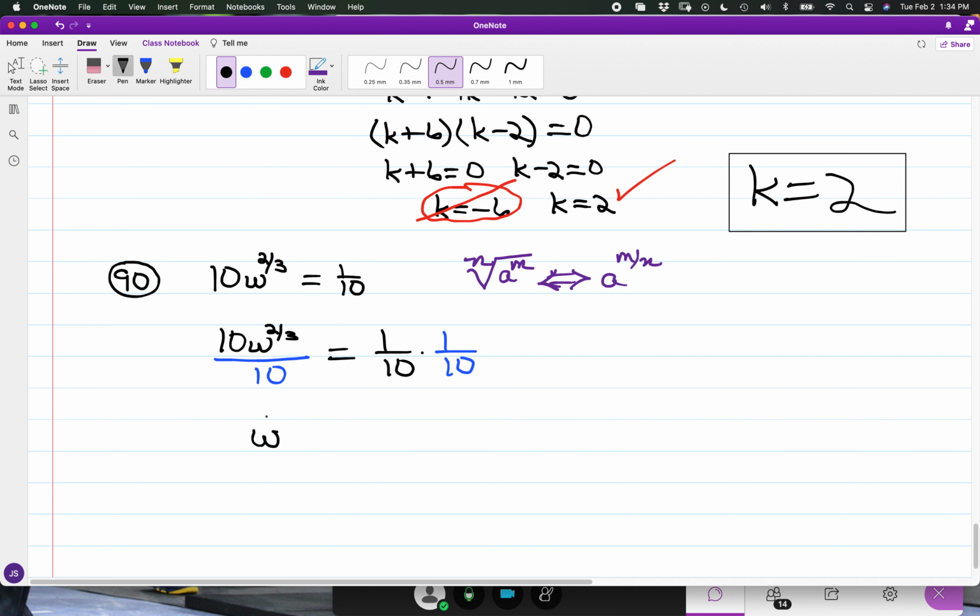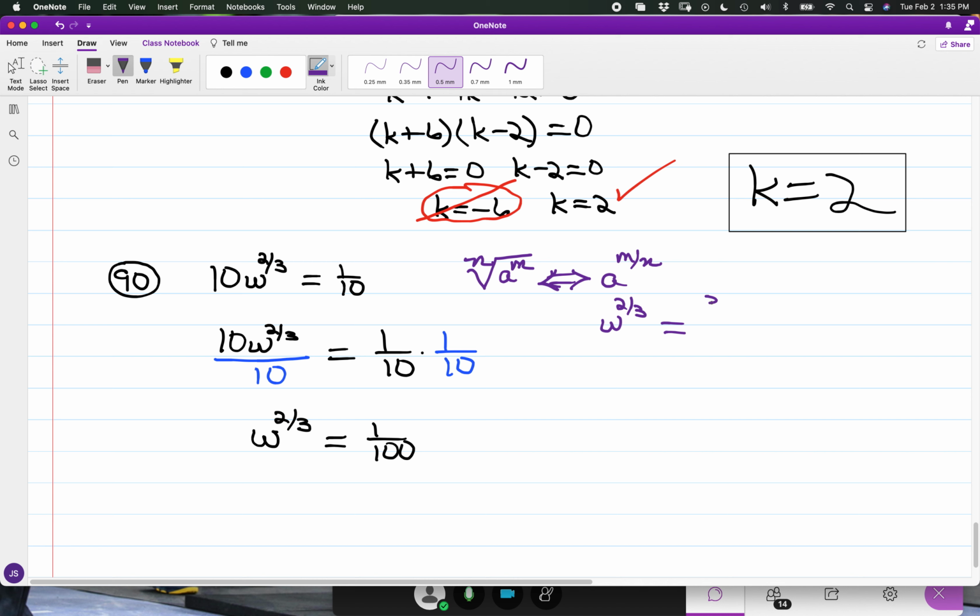Okay, so dividing the left-hand side by 10, you have w to the 2/3. And dividing 1/10 by 10, or 1/10 of 1/10, this is going to be 1 over 100. Okay, now for w to the 2/3, if I rewrite this as a radical, so again, your n is 3, m is 2, a is w, and just rewriting in radical terms.